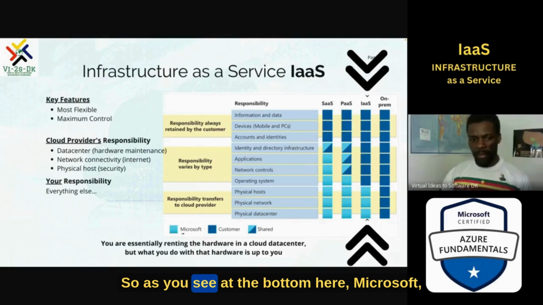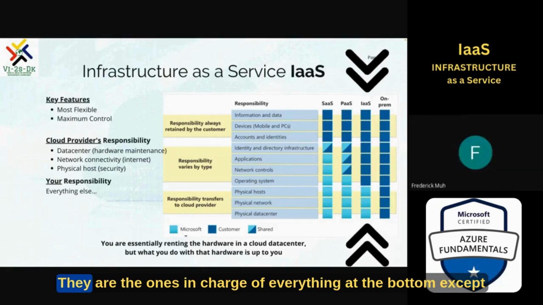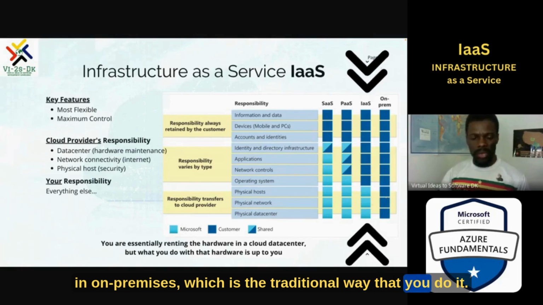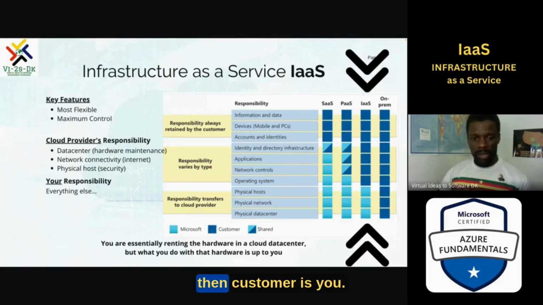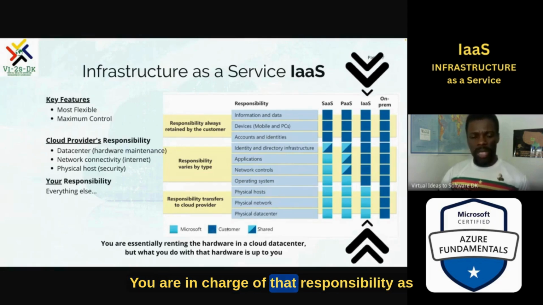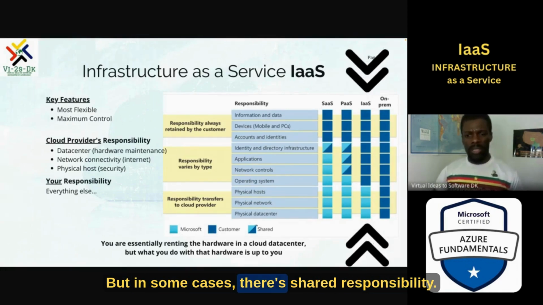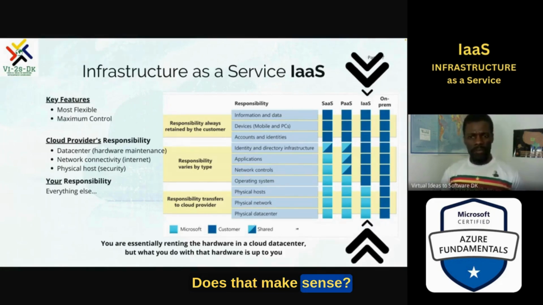Exactly. So as you see at the bottom here, Microsoft, which is the one we are focusing on, is the cloud provider. They are the ones in charge of everything at the bottom, except in on-premises, which is the traditional way that you do it. Otherwise, if you see navy blue or deep blue, then customer is you. You are in charge of that responsibility, as we've talked about in the shared responsibility matrix. But in some cases, there's shared responsibility. You can split the responsibility. Does that make sense? Yeah, it makes sense.